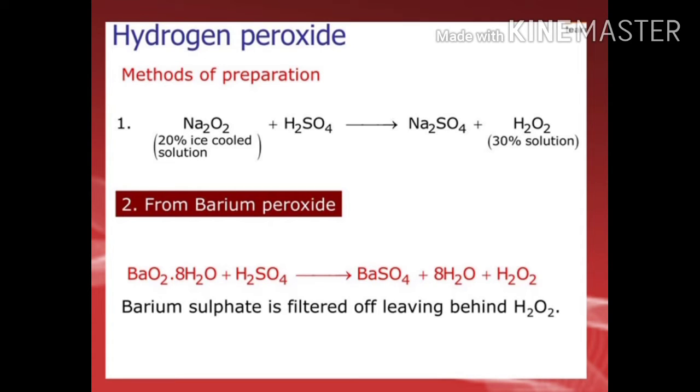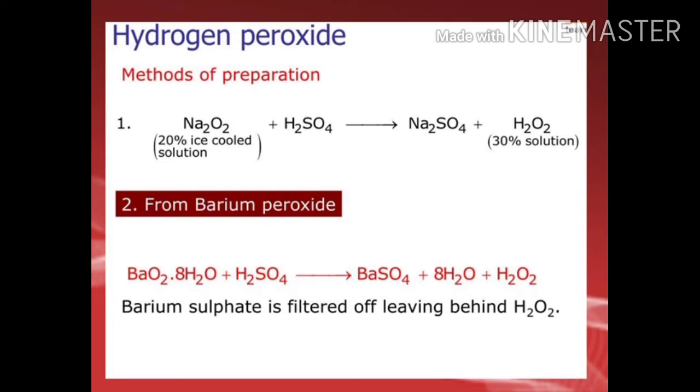First method, laboratory preparation. Here we are taking sodium peroxide as a reactant, which is reacted with sulfuric acid. Sodium sulfate and hydrogen peroxide are obtained. Sodium sulfate is removed by filtration. The remaining solution contains hydrogen peroxide.